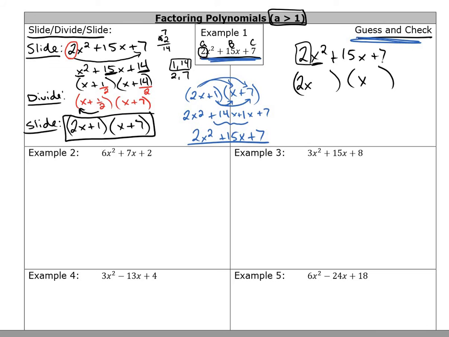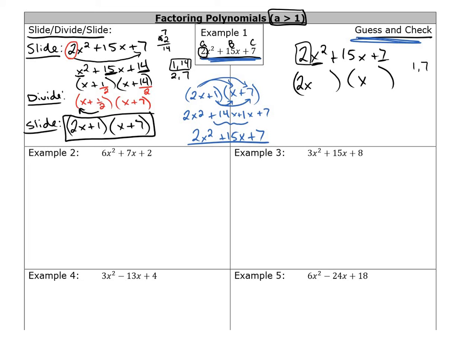Now we immediately list our factors of 7, 1 and 7. It's nice that we only have one pair here. The part that starts to mess with some students' minds is they say, well, 1 and 7 won't add to 15. Well, things are complicated in this example and in all examples where a is greater than 1, because you're no longer just adding these two numbers.